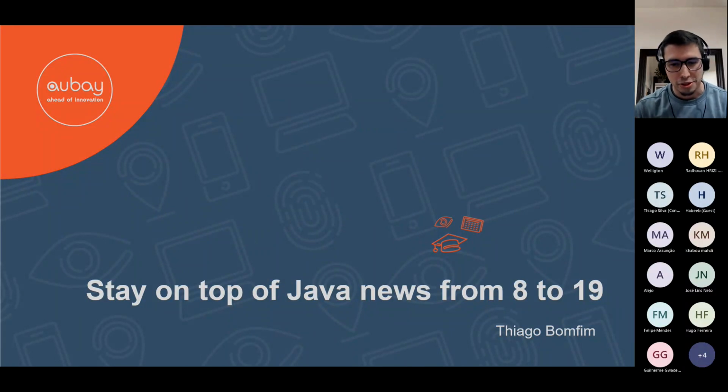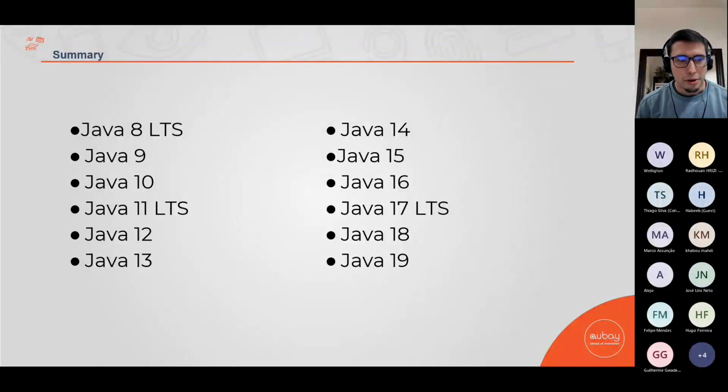So I have a lot of things to talk about today. We'll start talking about Java 8, which is an LTS version, and then we move to Java 9, 10, 11, and we go to Java 19, which is the last version, at least until now. And at the end, I will give you some bonus: more things related to garbage collector, performance, and also some news of Java, some future of Java, okay?